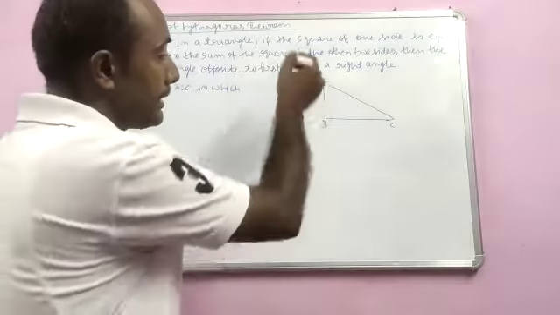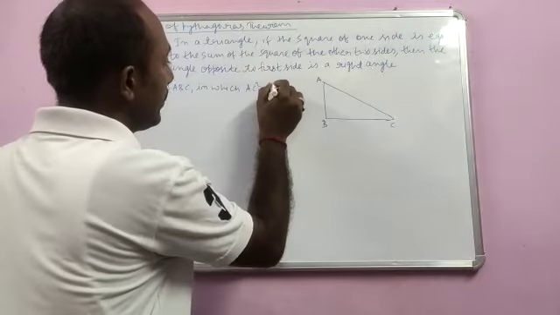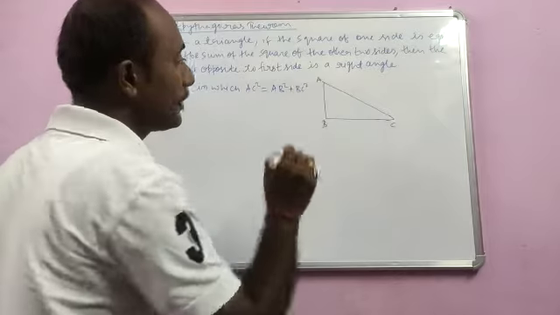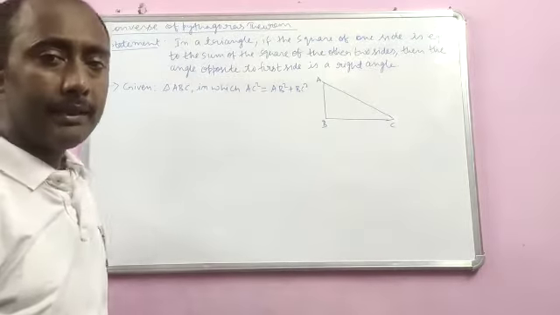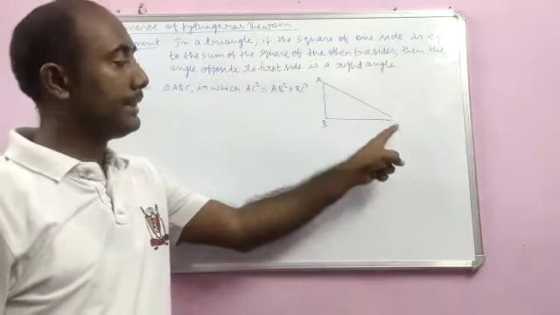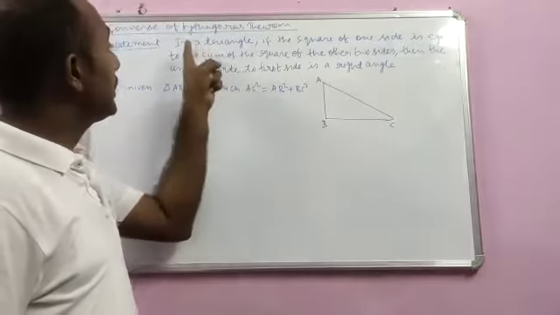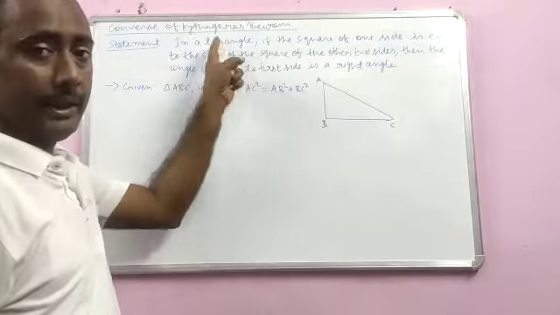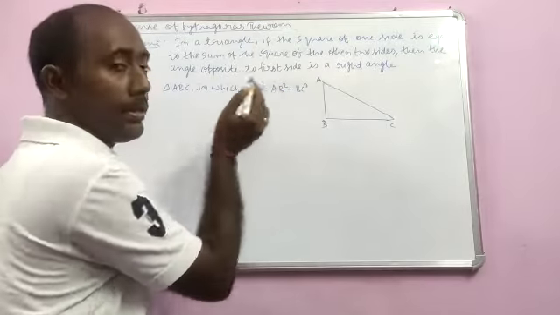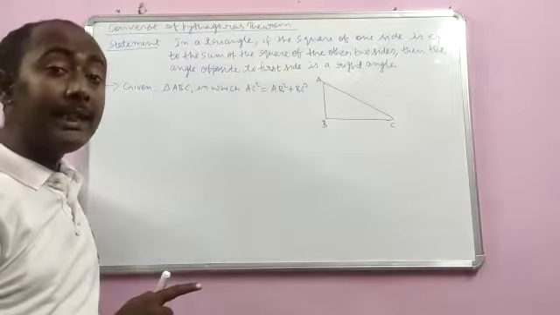Square of one side, let us take that side as AC, square is equal to sum of square of other two. That means AB square plus BC square. So it is given that the square of one side, that side we have taken as AC, is equal to the sum of square of the other two sides. This is for a triangle. Okay, for any triangle, if the square of one side is equal to sum of square of the other two sides, then the angle opposite to first side is a right angle.